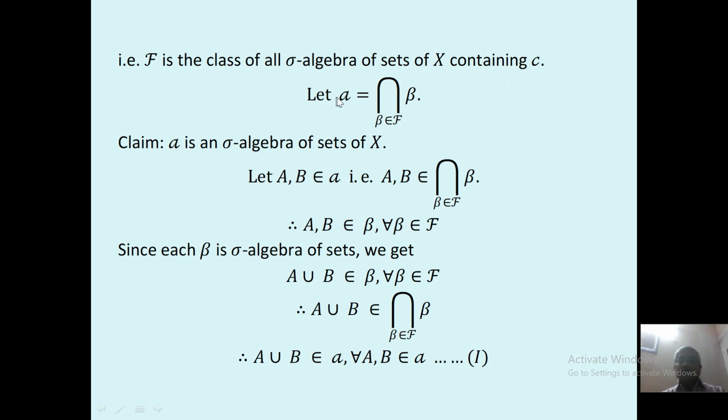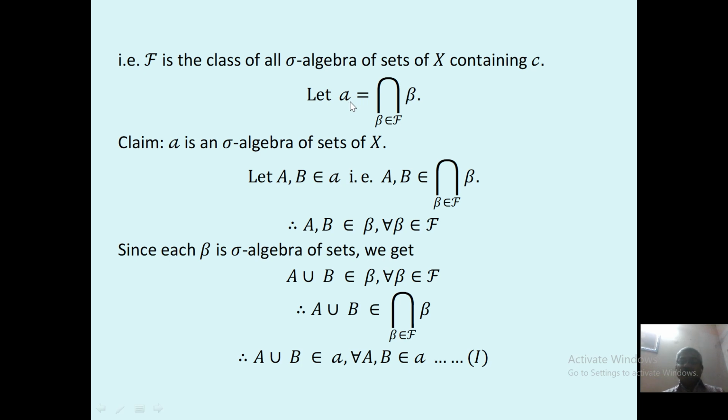Now let us take script A is equal to intersection of all such script B, where script B belongs to script F. So script A is the intersection of all members of script F. તો સૌથી પહેલું આપણે પ્રૂવ કરશું કે આ જે સ્ક્રિપ્ટ A આપણે ડિફાઇન લીધો છે એ સિગ્મા અલ્જીબ્રા ઓફ સેટ્સ છે.